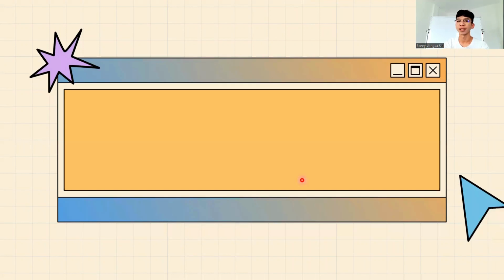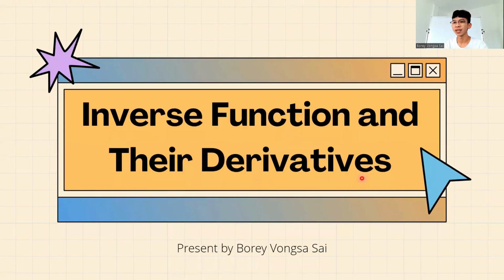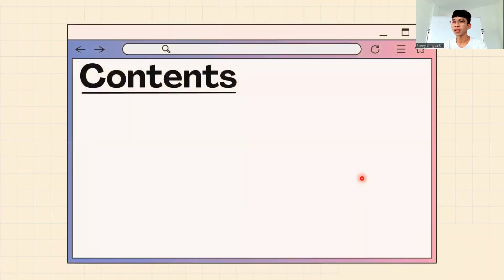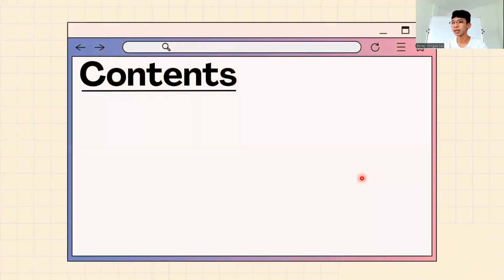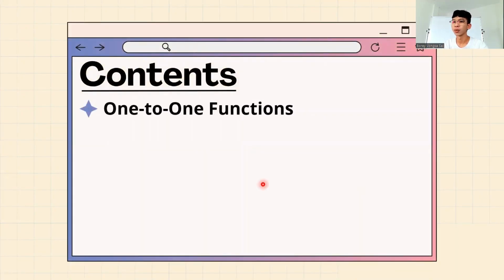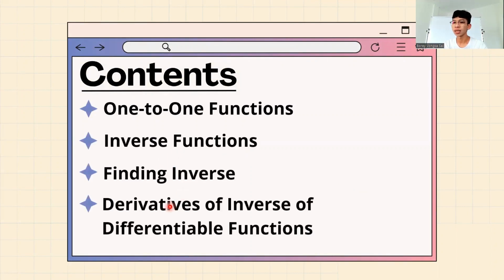And today I will talk about the inverse functions and their derivatives. So now let's get started. First, let's take a look at our contents. That will cover one-to-one functions, inverse functions, finding the inverse, and derivatives of inverses of differentiable functions.